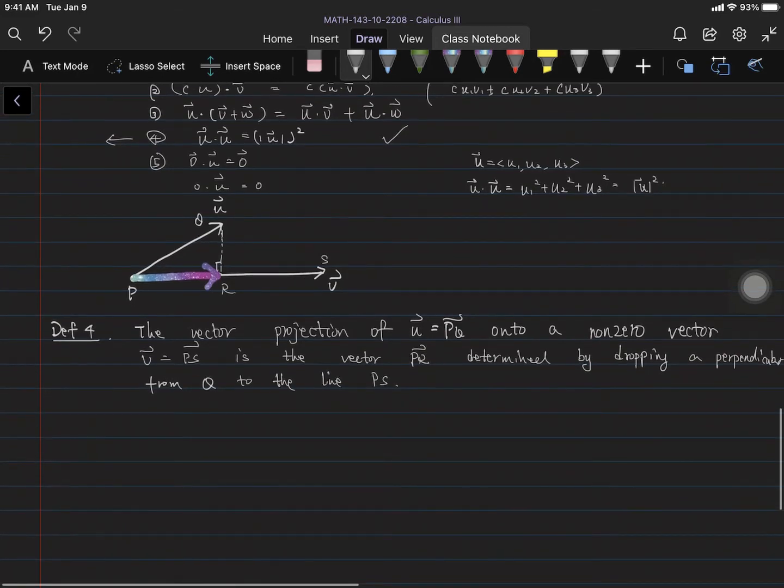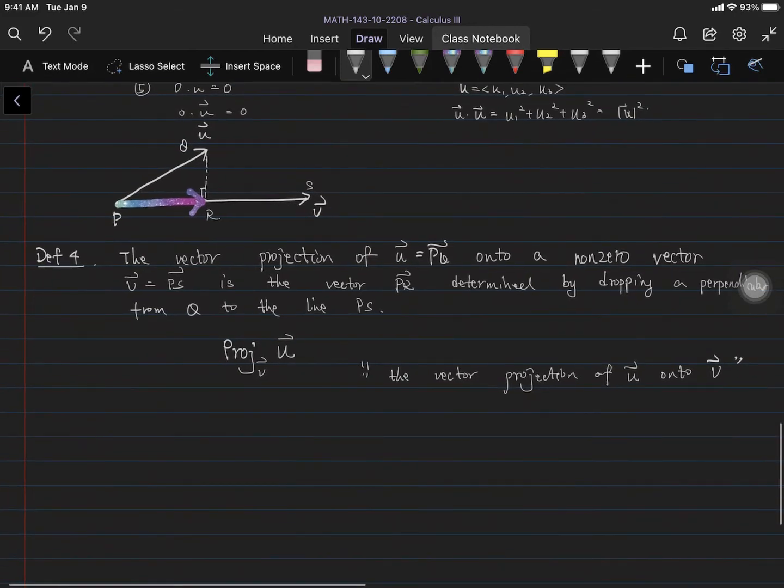And let's take a look at the notation. We choose the first several letters of projection, P, R, O, J, and then we say that's the projection of the U vector onto the V vector. So we call that the vector projection of U onto V. Okay, so this is the notation.